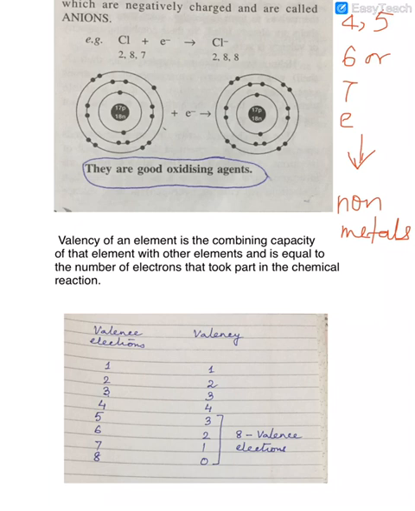So these are the elements which gain electrons. In the case of chlorine, you can see 2, 8, 7 in K, L, M. One electron is gained by chlorine, so you get K, L, M as 2, 8, 8. You can see the last shell got filled. So these are negatively charged and are called anions, and they are very good oxidizing agents.